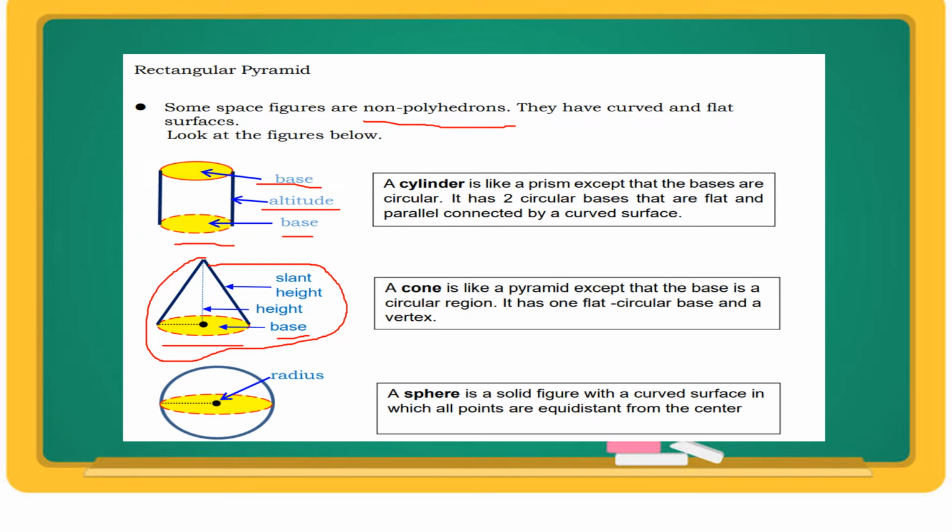Next, we have the sphere. A sphere is a solid figure with a curved surface in which all points are equidistant from the center. Then from the center, this is what we call the radius. Okay, so did you understand, children? Take note that the space figures are classified into polyhedrons and non-polyhedrons.